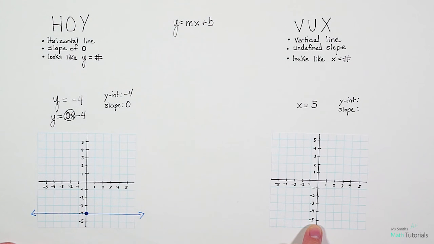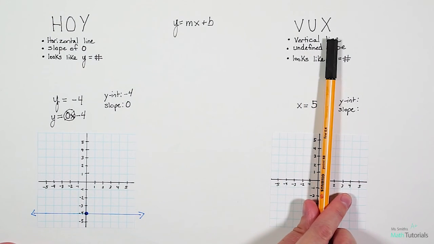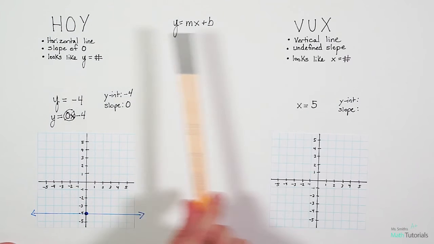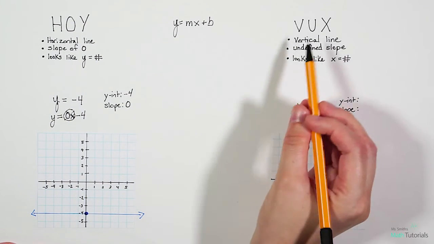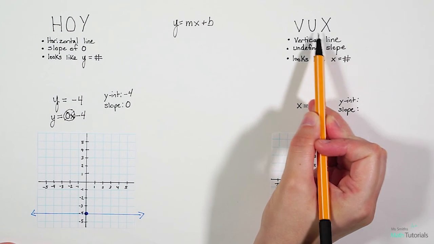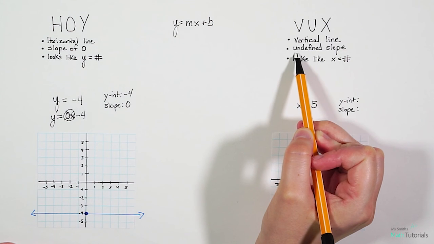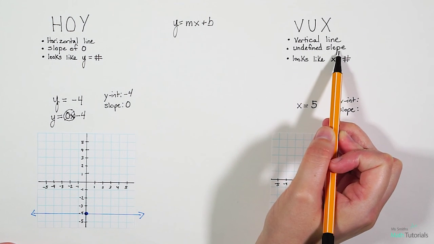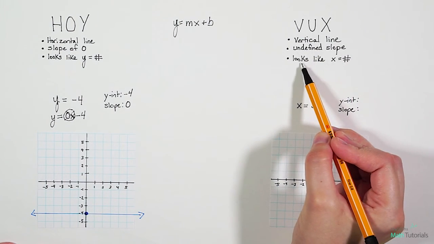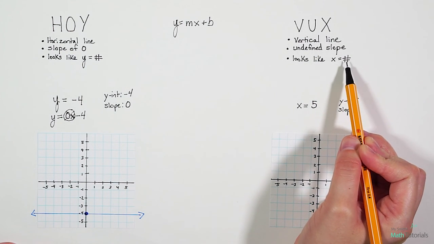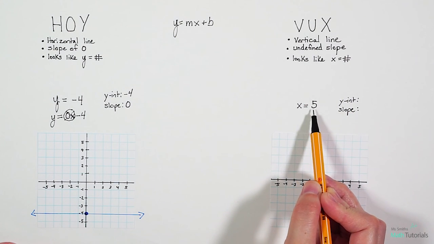Vertical lines are a little bit different. So for vertical lines, we have the acronym VUX. So a lot of times you'll hear teachers say HOI VUX, and it's just a way to remember horizontal lines and vertical lines. VUX stands for vertical line, that's the V, and then the U stands for that they have an undefined slope. And vertical lines, or our VUX, looks like x equals a number. Notice, like in this example, we just have x equals 5.